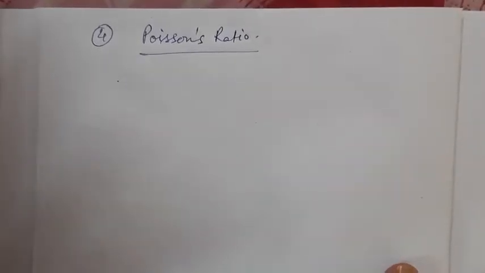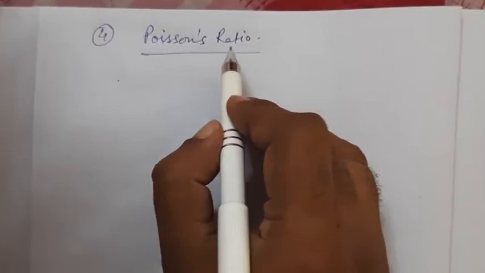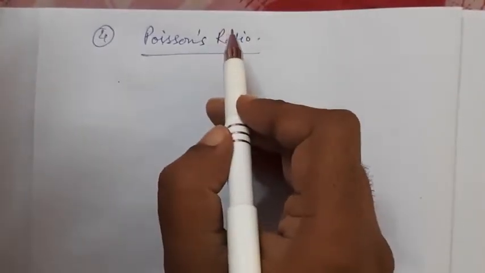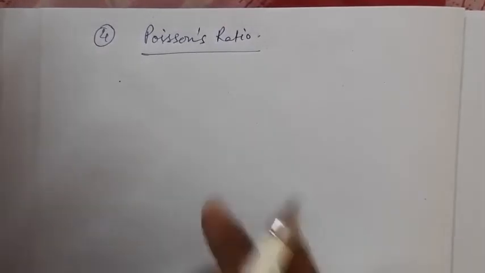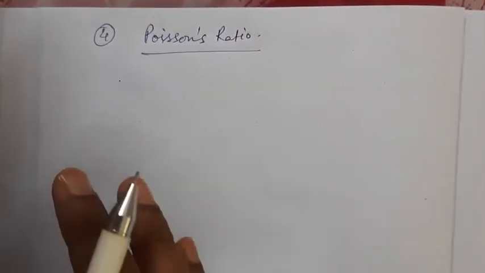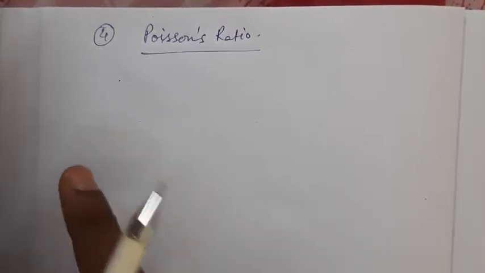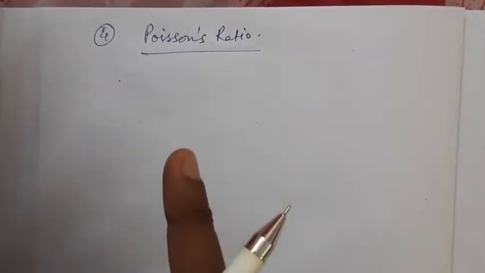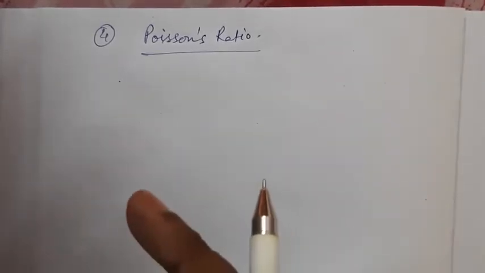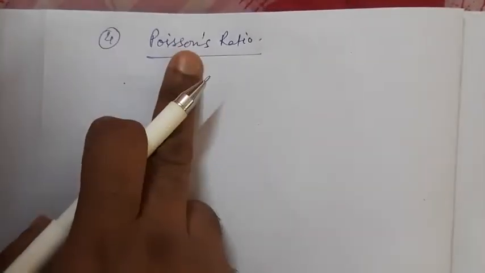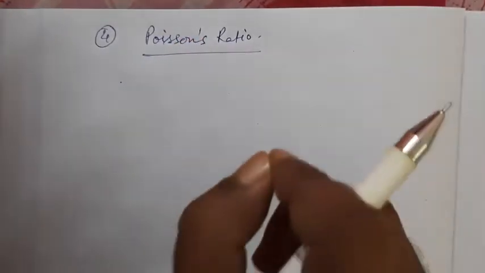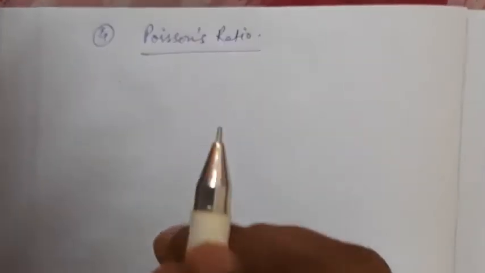The fourth modulus is Poisson's ratio. The pronunciation is Poisson and not Poisson. Till now we have studied three types of modulus. All three have been modulus of elasticity, that means stress by strain. This is the first modulus, which is a ratio of two strains.